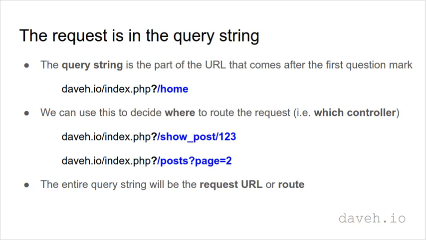So where do we get the request from? Well, the request is in the query string. The query string is the part of the URL that comes after the first question mark. So everything after the first question mark here. And we can use this to decide where to route the request. In other words, which controller and which action. So the entire query string is going to be our request URL or route.